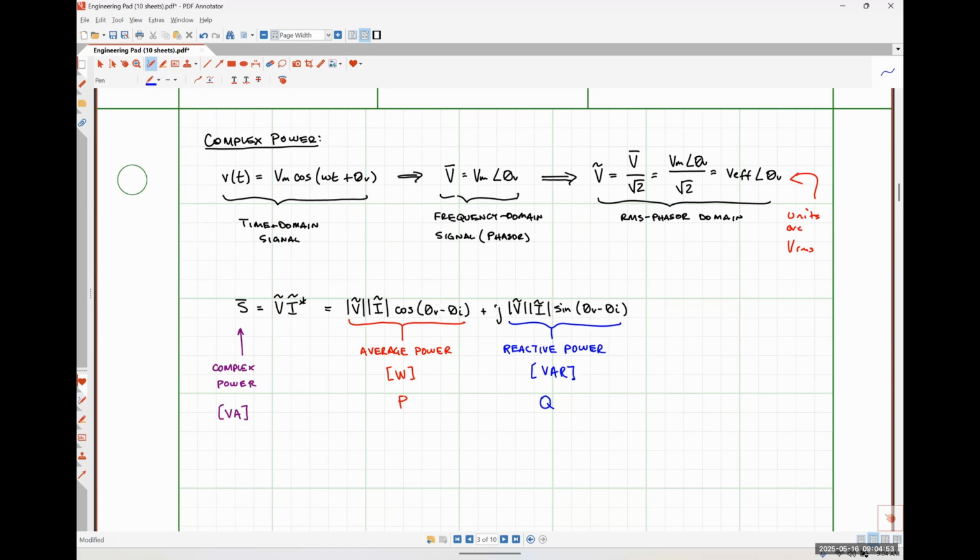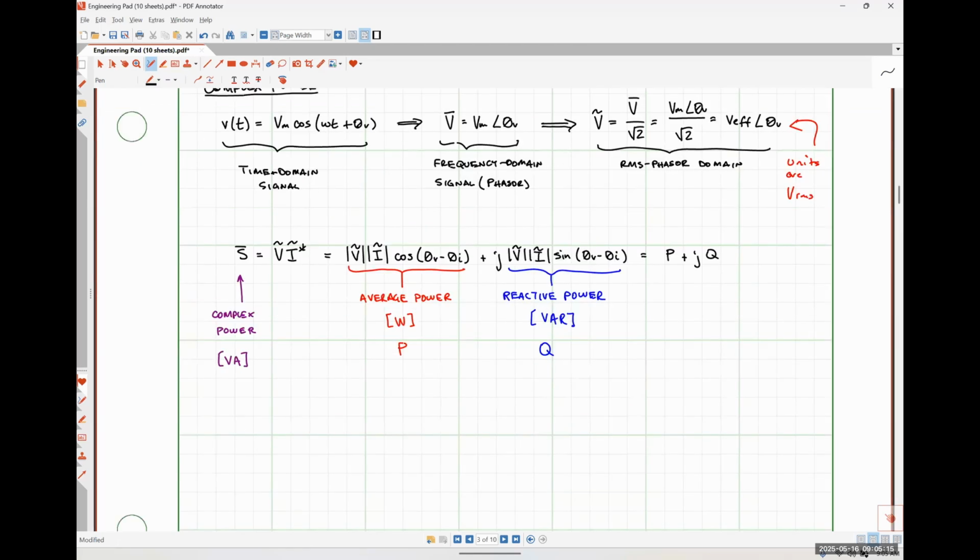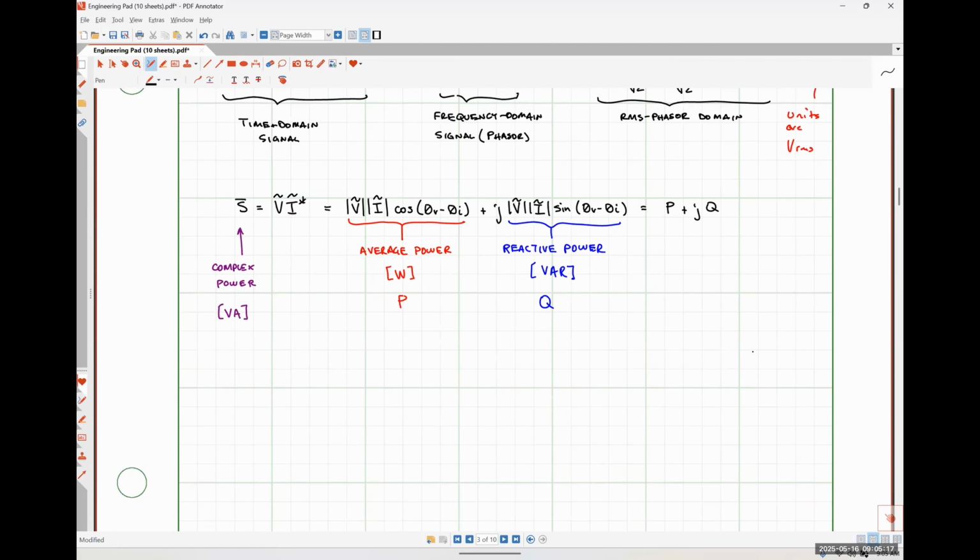Yes. All right. So to put this more succinctly, we can say that in rectangular form, our average power is expressed as simply P plus jQ. Before we move on to the polar form representation, does anybody have any questions about anything thus far?